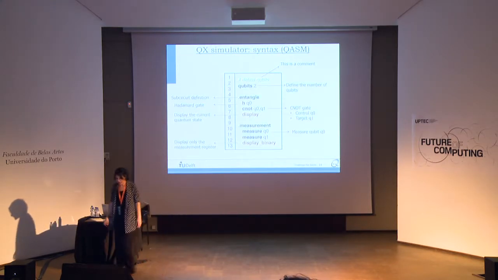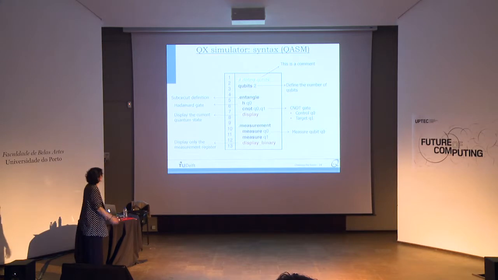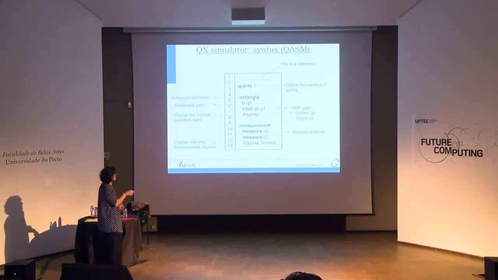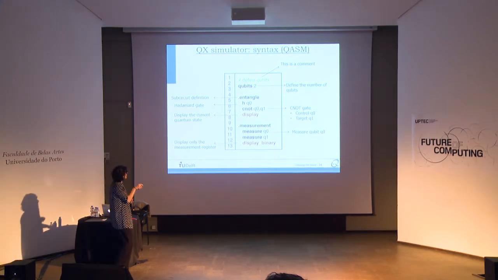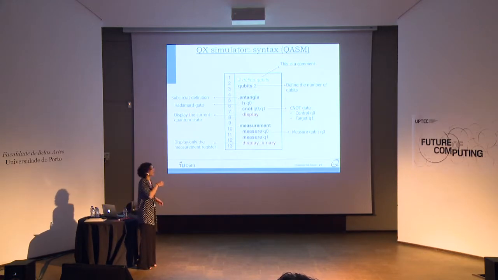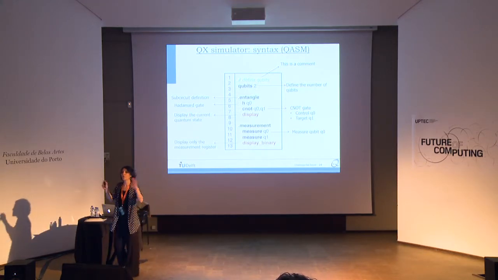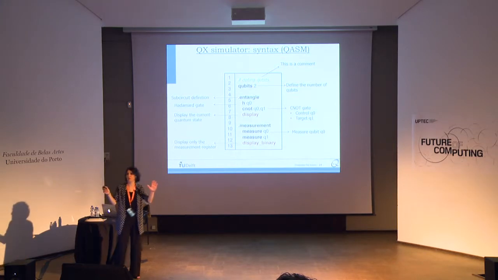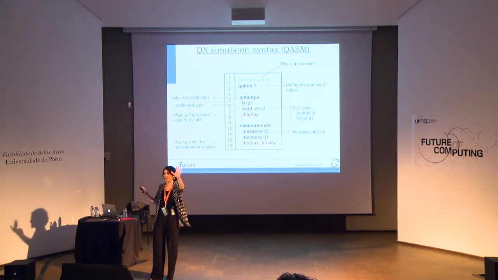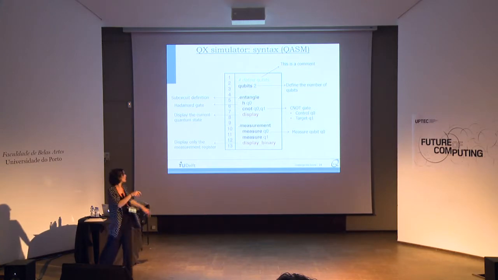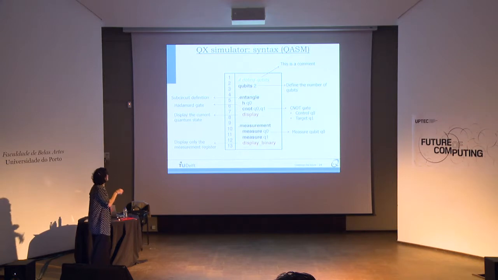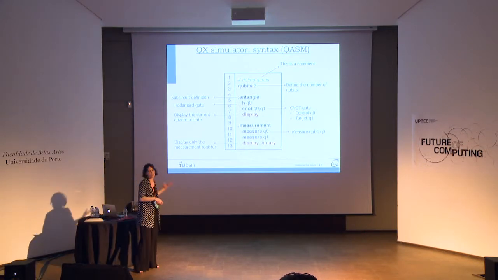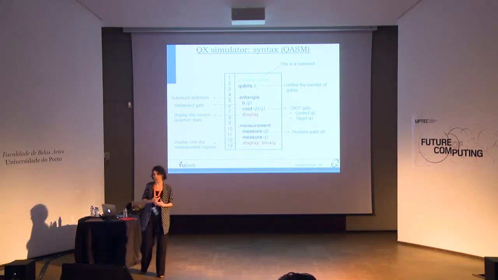Now, we can apply gates, and of course we can measure qubits. To measure qubits, I do measure Q0, measure qubit 1, and I can use the display. The display is for displaying the current quantum state. If I don't put display in your simulator, you will not see anything. You will say, okay, simulated, that's it, but you will not see any quantum state. So for that, you need to use the display command, or you can use display binary to display only the measurement register, the output of your measurement.